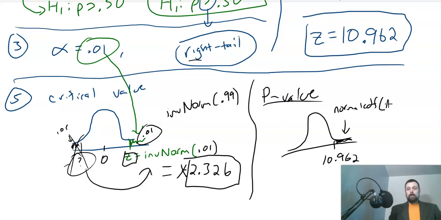The lower bound is 10.962. The upper bound is, I'm going to put infinity. I was about to put 99999, but technically it's infinity. But in my calculator, I'm going to approximate that with 9999999, a bunch of nines. And let's see what we end up getting here.